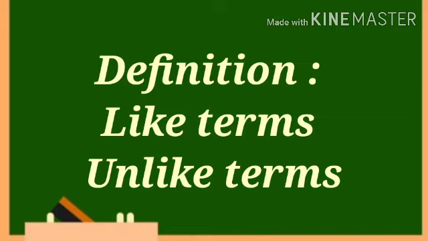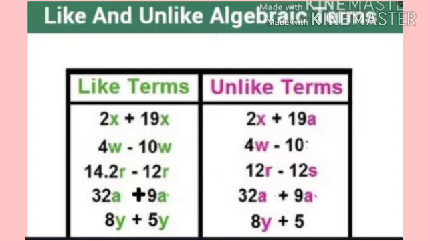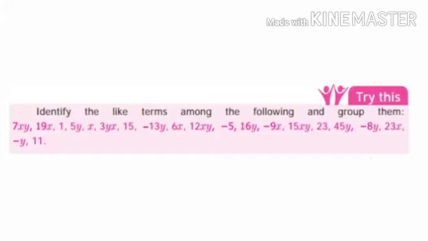So, students, the terms of an expression having the same variable or variables are called like terms. Otherwise, they are called unlike terms. Students, I have given some more examples of like and unlike terms. Students, try this problem.